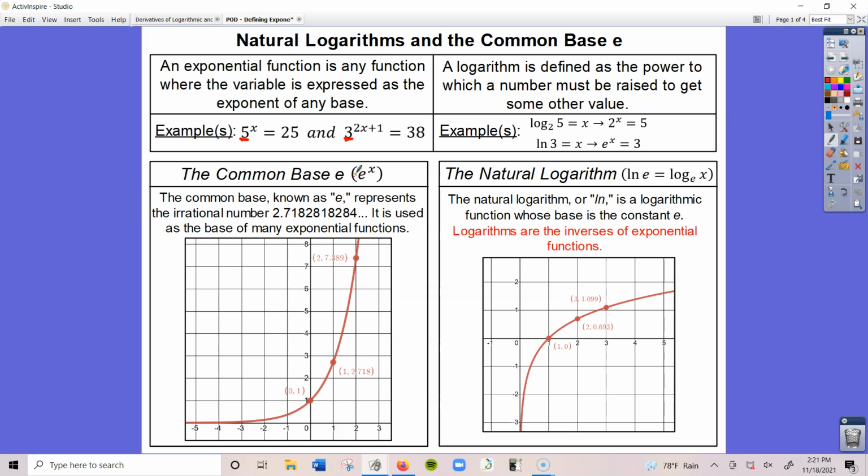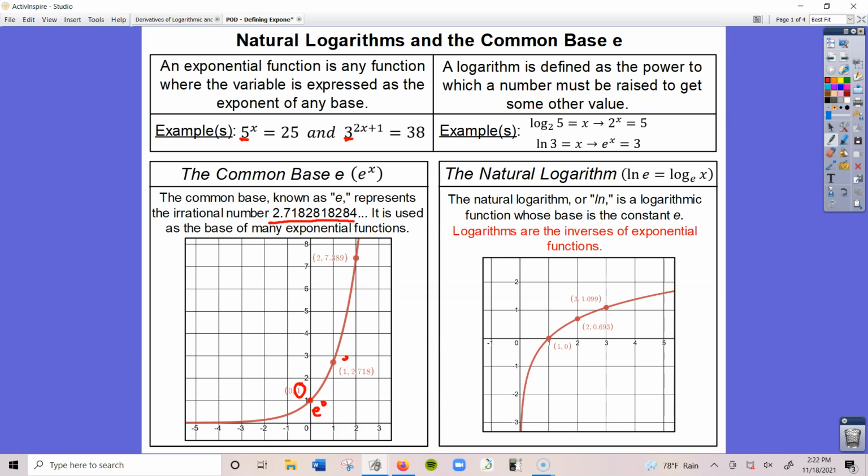The common base e is represented by the irrational number 2.71828, etc. It's an irrational number just like pi, so e represents a number, and it is used as the base of many exponential functions. This is the graph of e, just so you can see how that works. For example, this coordinate here is e to the 0, and anything raised to the 0 exponent is equal to 1.